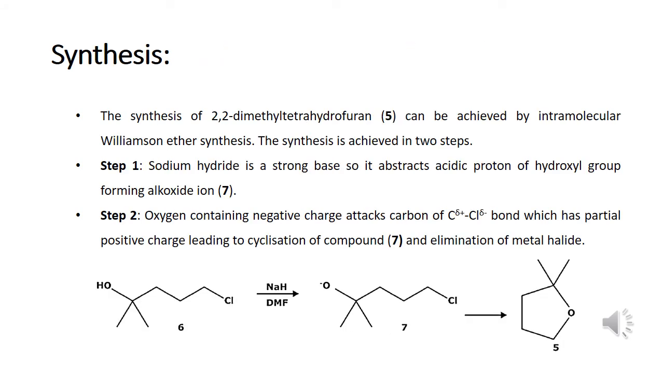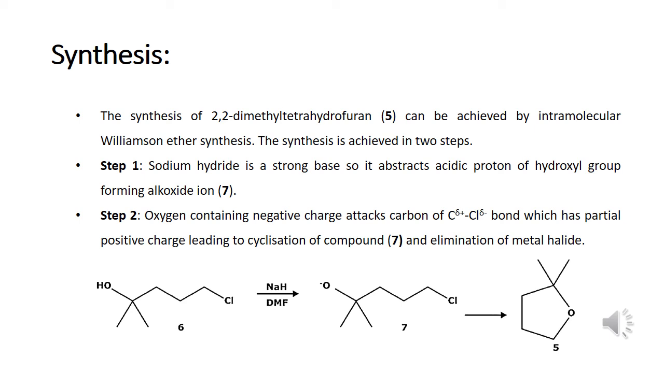After the retrosynthetic analysis, the synthesis of 2,2-dimethyl tetrahydrofuran, that is structure 5, can be achieved by intramolecular Williamson ether synthesis. The synthesis is achieved in two steps. In step 1, sodium hydroxide is a strong base, so it abstracts the acidic proton of the hydroxyl group, forming an alkoxide ion, that is structure 7.